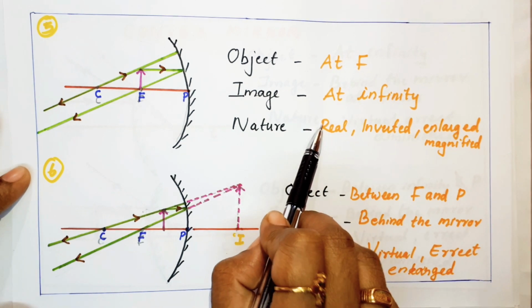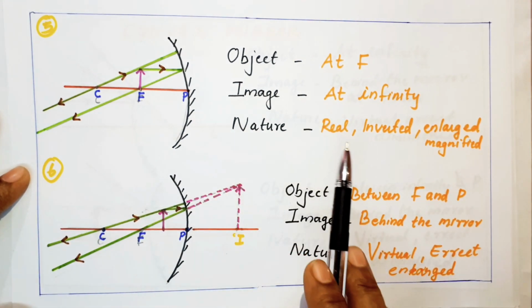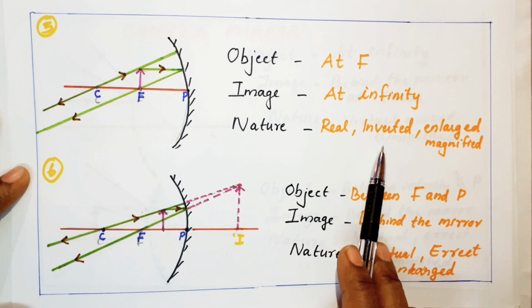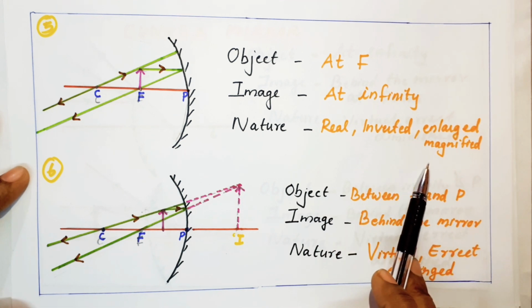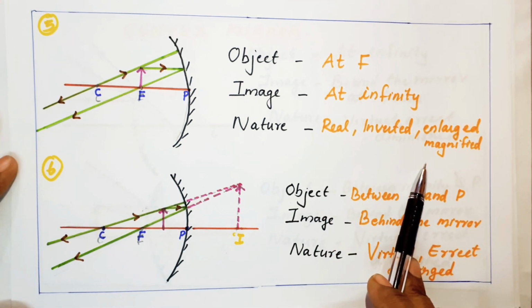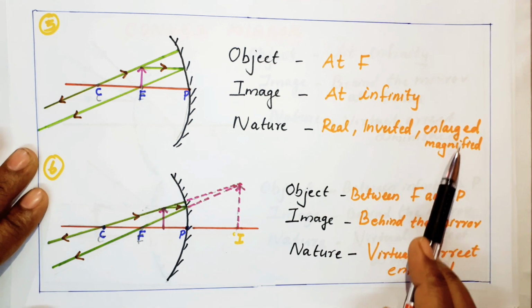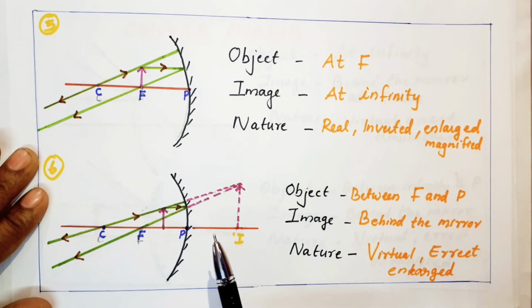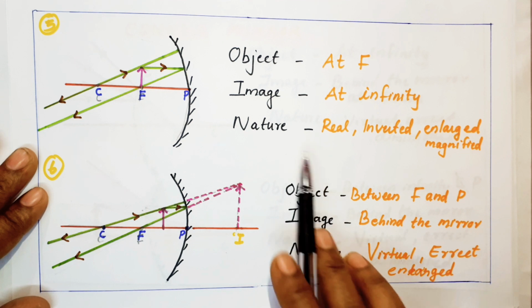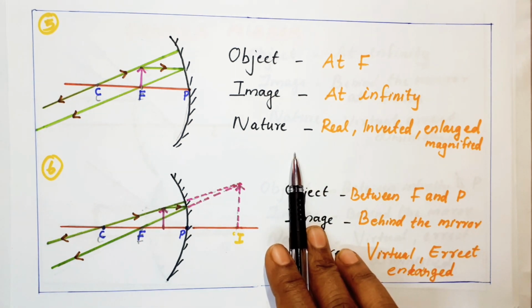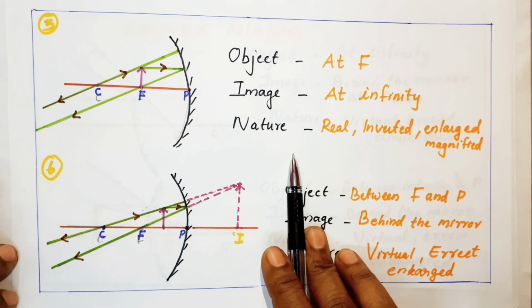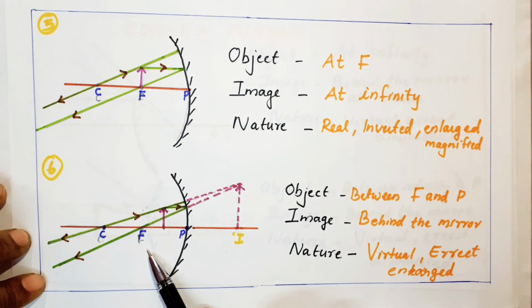And the nature: we are getting a real image, inverted image, and it is enlarged, or we call it a magnified image, because they are intersecting very far, so we can call it enlarged or magnified. If you see the first 5 diagrams I discussed, in all the cases we got a real, inverted image, but the last case of the concave mirror is different.